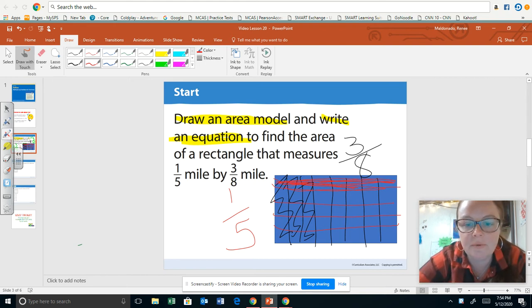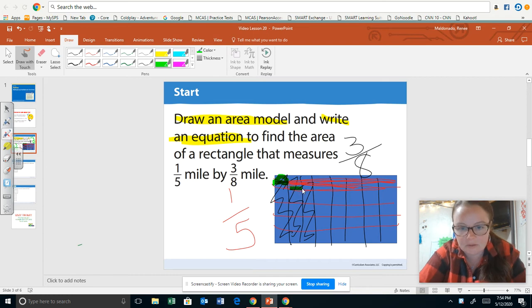Okay. Now when you're finding area using an area model, your product, your answer, is going to be how many parts have both colors that overlap. So if I take a look here, I notice that this section here has red and black. This section here is red and black, and so does this one. So I'm going to make these green to represent that they have both colors.